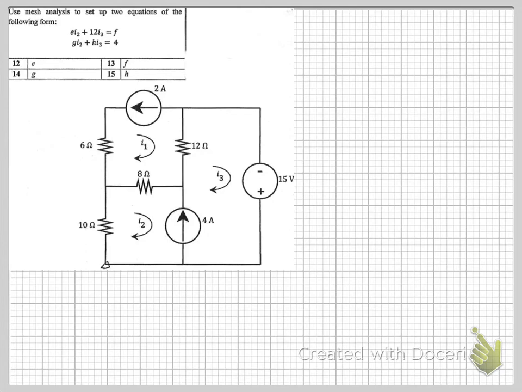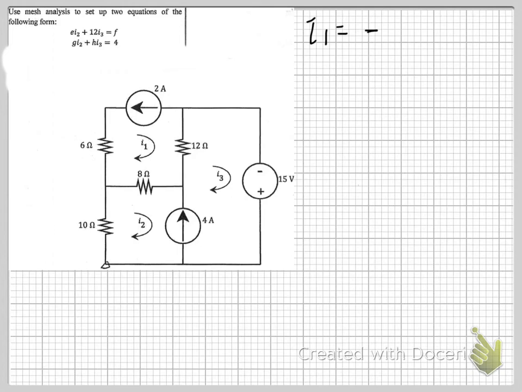So the next question says that we should use mesh analysis to set up two equations in that following form. So you got 3 meshes, but they want 2 equations, but it doesn't have I1. The reason for this is I1 is -2 amps, because I1 is flowing in this direction and the 2 amps is flowing in that direction. Okay, and here you've got a super mesh there.